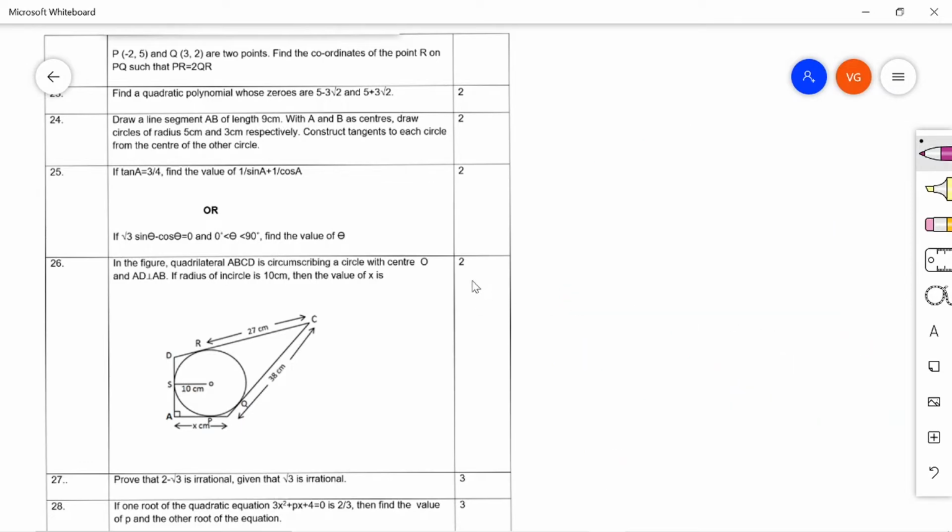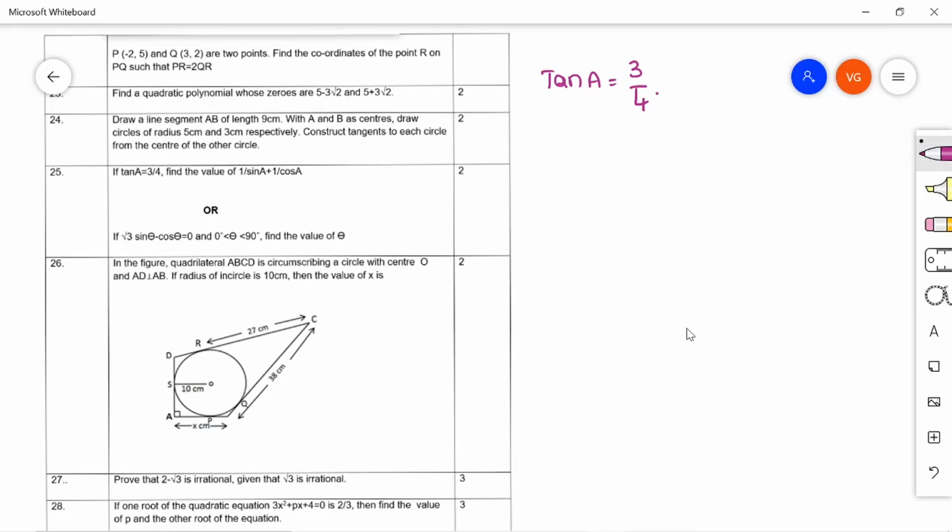Coming to question number 25. You are given an internal choice here and both the questions are from trigonometry. Let us see. You are given tan A. Tan A is 3 by 4 and they are asking you to find the value of 1 by sin A plus 1 by cos A.